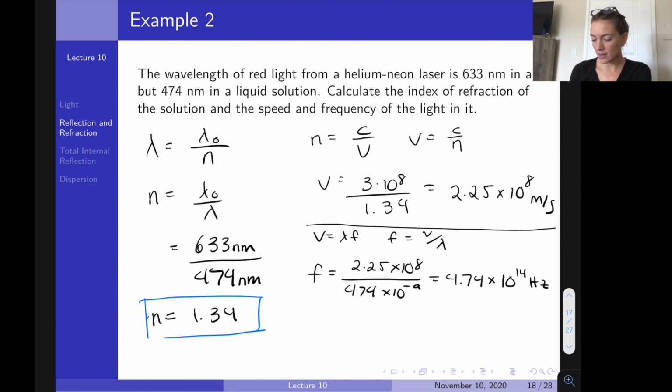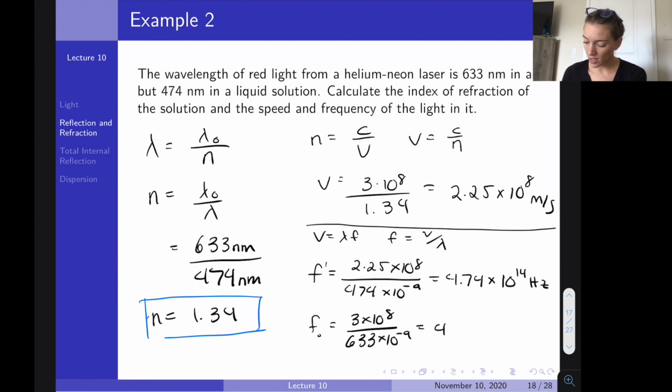Now let's check that our frequency did not change, and compare this to the frequency in a vacuum. We'll call this f prime. The frequency in a vacuum would be the speed of light, 3 times 10 to the 8, divided by the wavelength in a vacuum, which was 6.33 times 10 to the negative 9. If you do this, you get the same answer: the frequency is 4.74 times 10 to the 14 hertz, so our frequency doesn't change, as expected.